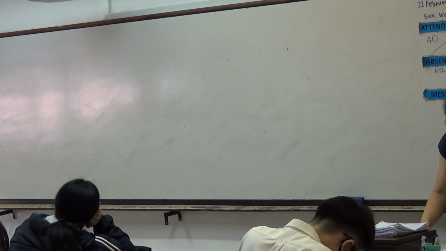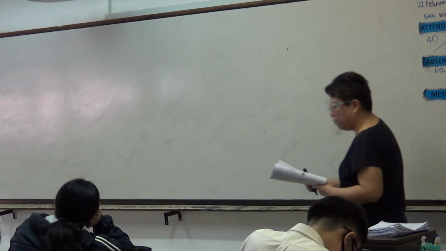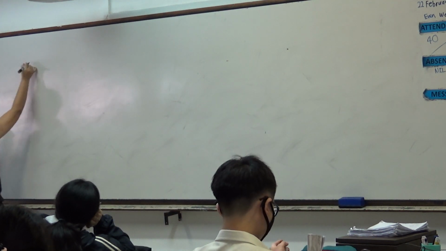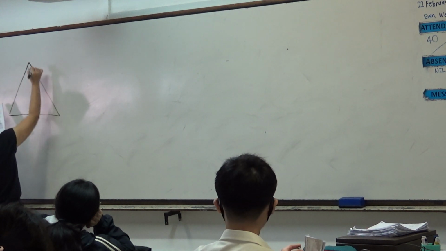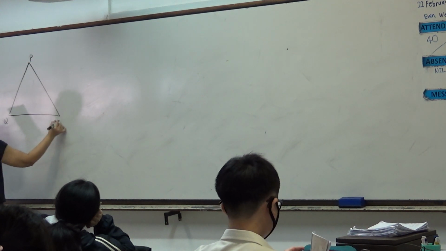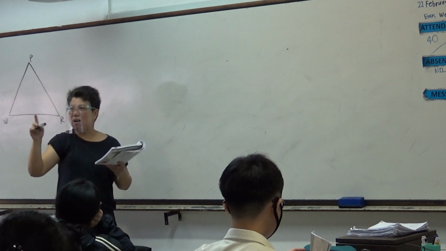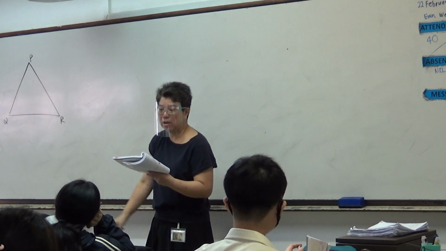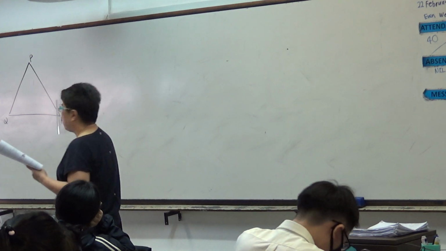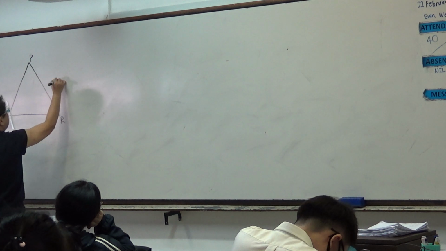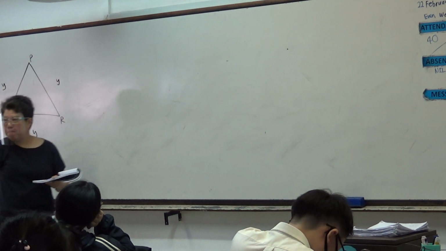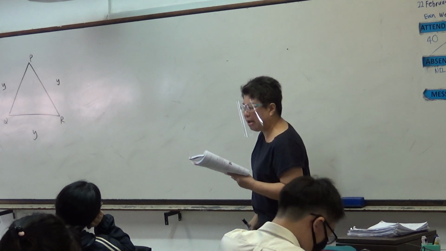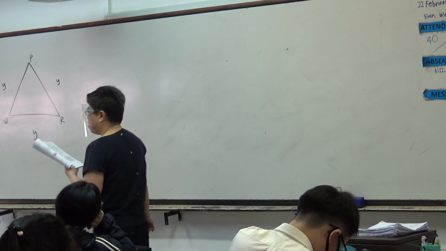The diagram shows a piece of paper in the form of an equilateral triangle PQR. Now, first of all, may I know what is an equilateral triangle? All three sides are the same, or all angles are equal to 60 degrees. Okay, now, of side y cm, that means all these are y. Okay, next. A smaller equilateral triangle of side x cm is cut off from each corner.